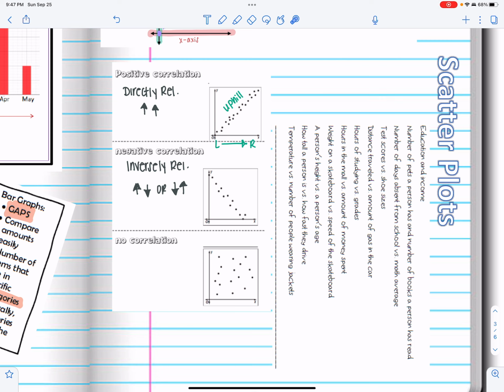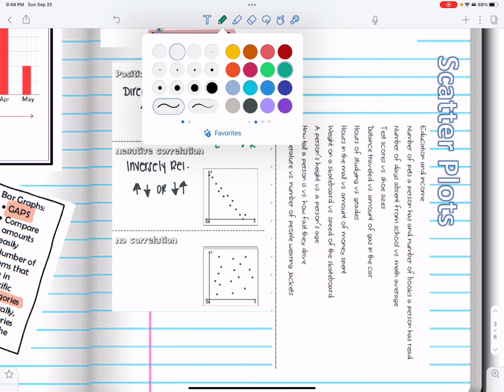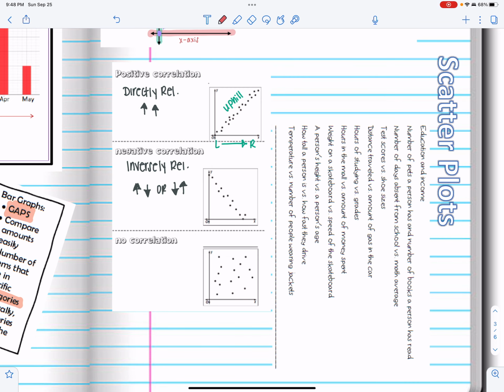A negative correlation is going to be an inverse relationship. What inversely related means is as one variable goes up, the other one is going to go down, or as one data set increases, the other data set is going to decrease. Unlike our positive correlations, these will be going downhill from left to right, so they've got this general downhill trend. And then, of course, it is possible to have no correlation, where the two data sets are not related in any way.